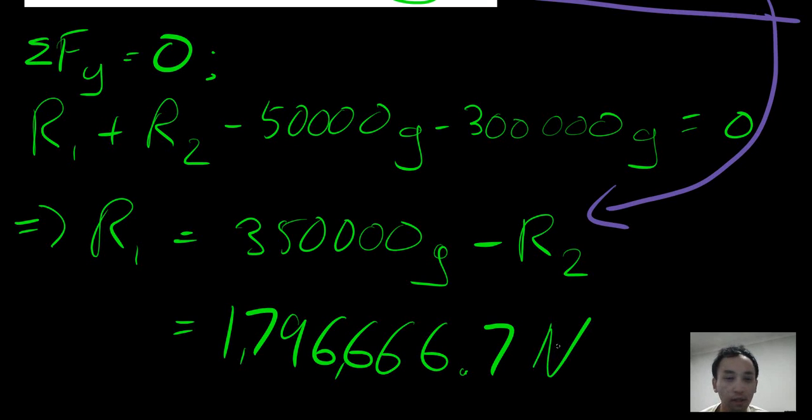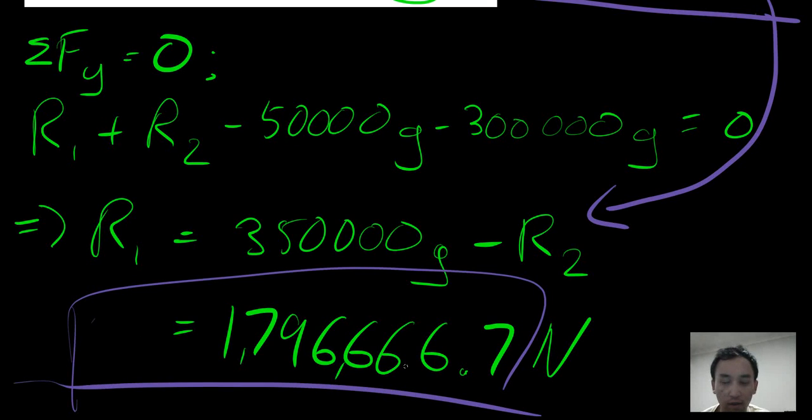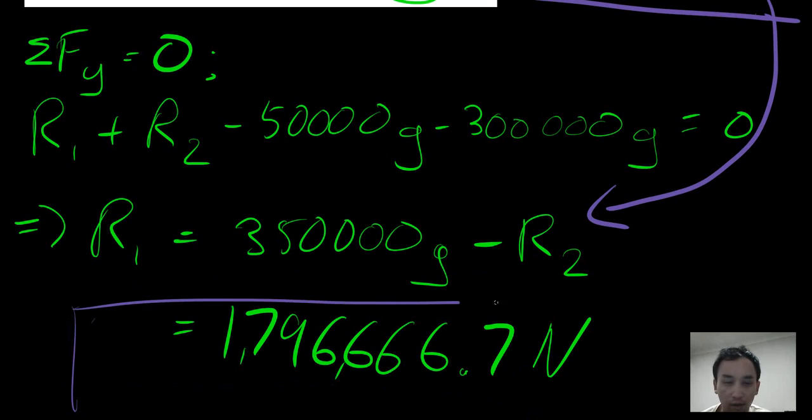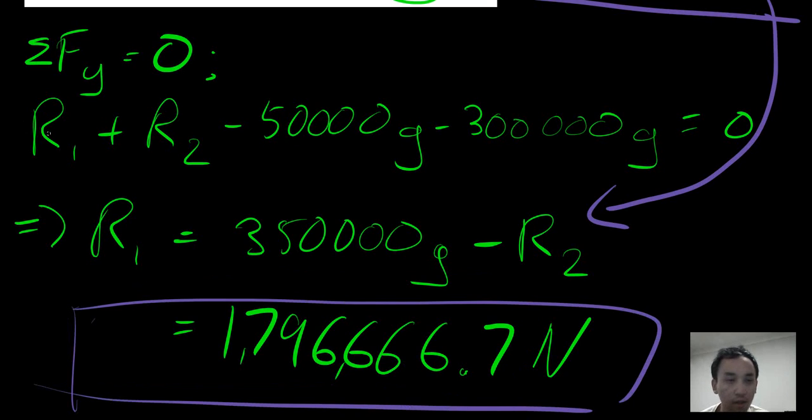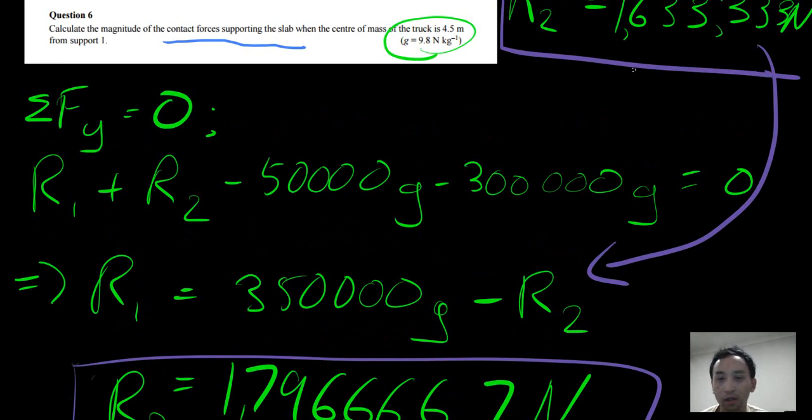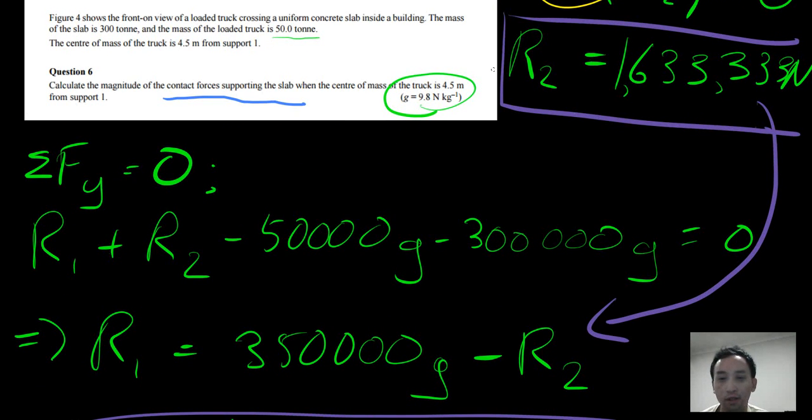Okay, and these are the two answers over here. So R1, we need to add the unit. So R1 is equal to this, and R2 was equal to the 1.6 million that we had right at the top. That's about it.